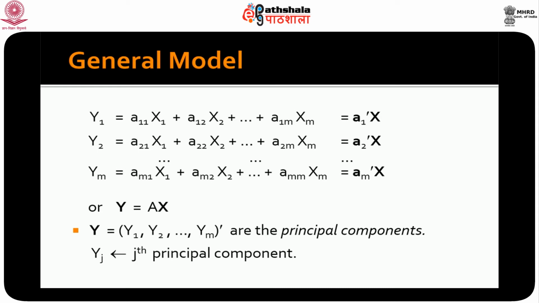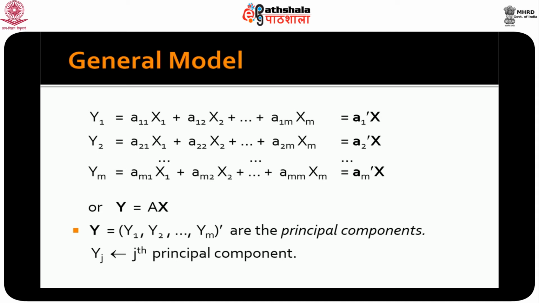We can have another transformation, y 2 is equal to a 2 1 x 1 plus up to a 2 m x m, or in general a 2 prime x. Similarly, given x having m variables, we can have m variables for y, which are y 1, y 2, y m. In short, we write this as the y vector is equal to the coefficient matrix A times the x vector. The coefficient matrix A is composed of the a i j's, of course. In this case, y 1, y 2, y m are referred to as the principal components, and y j is the jth principal component. Of course, we have not yet chosen the principal components properly.